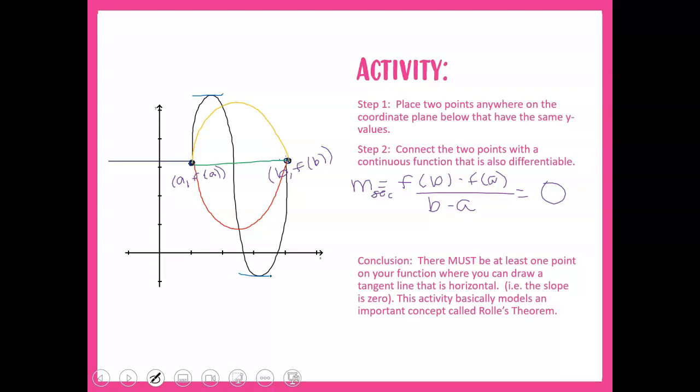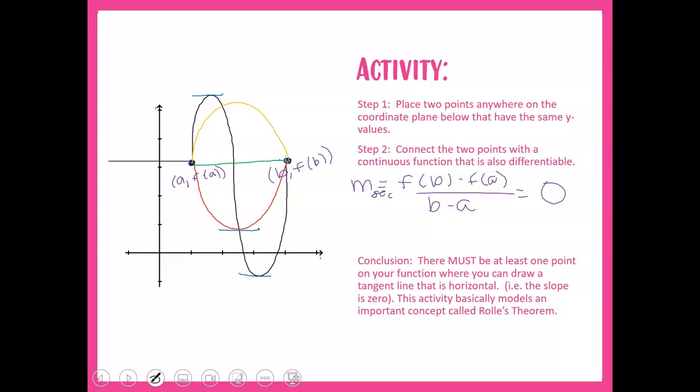You drew it like the U-shaped red one. What do you know about that point? Its slope is 0, because it changed from increasing to decreasing. If you had my green line, you just connected them straight across, that's like y equals 2. What's the derivative of y equals 2?